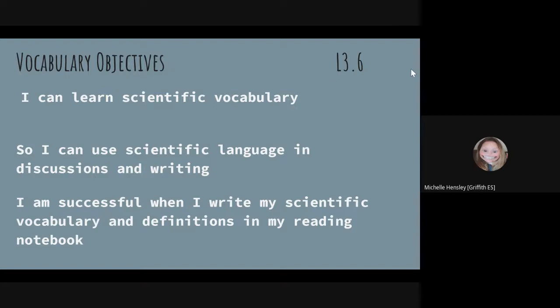So if you will please repeat the objectives after me. My turn. I can learn scientific vocabulary. Your turn. My turn. So I can use scientific language in discussions and writing. Your turn. My turn. I am successful when I write my scientific vocabulary and definitions in my reading notebook. Your turn.